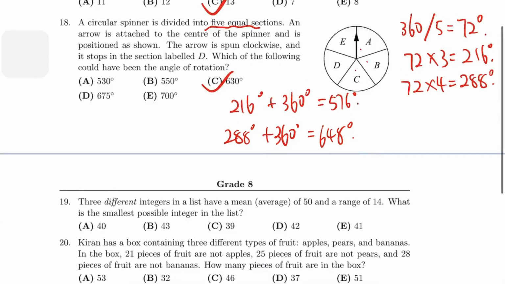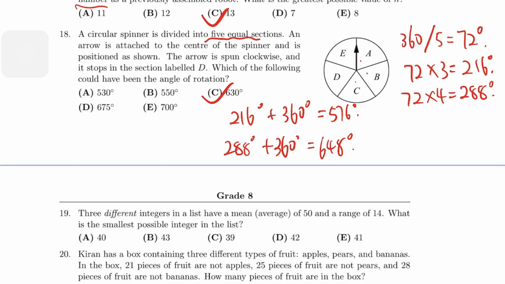So let's see last 2 questions. So 3 different integers in the list have a means average of 50 and a range of 14. Range is the greatest number minus the smallest number, right? What is the smallest possible integer in the list? So we have 3 different integers. So their sum, we can find their sum first, right?